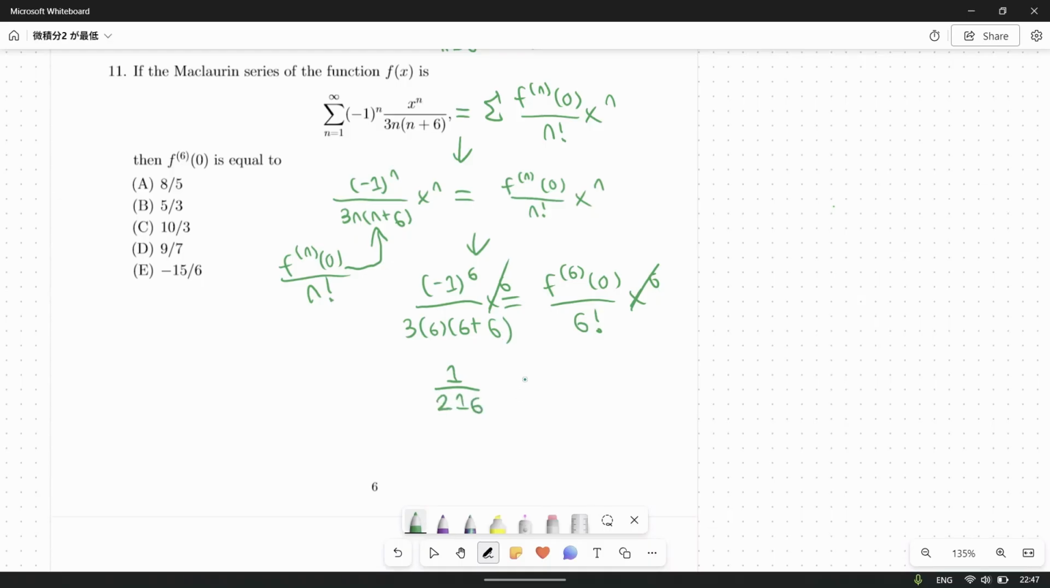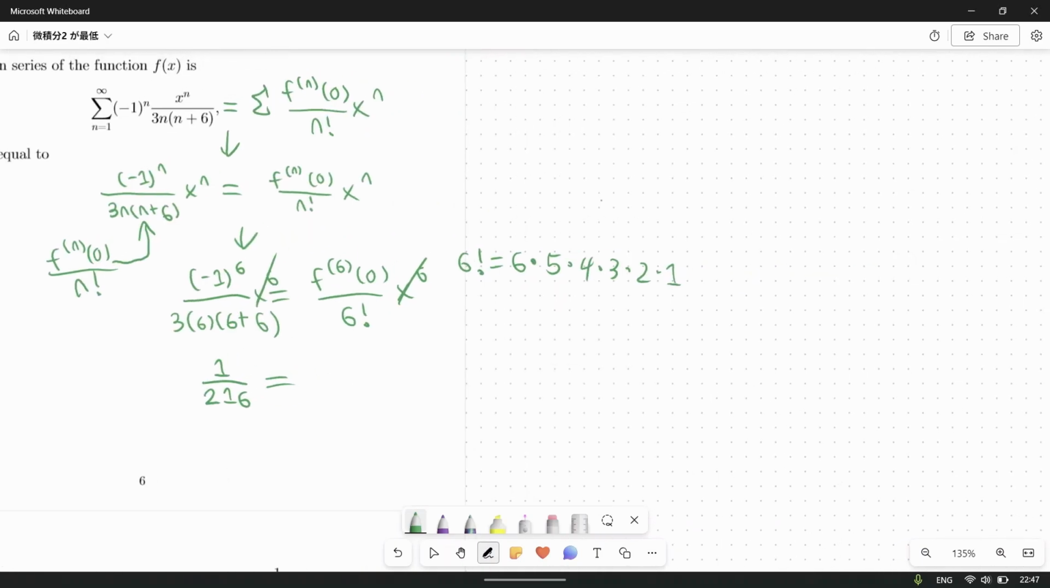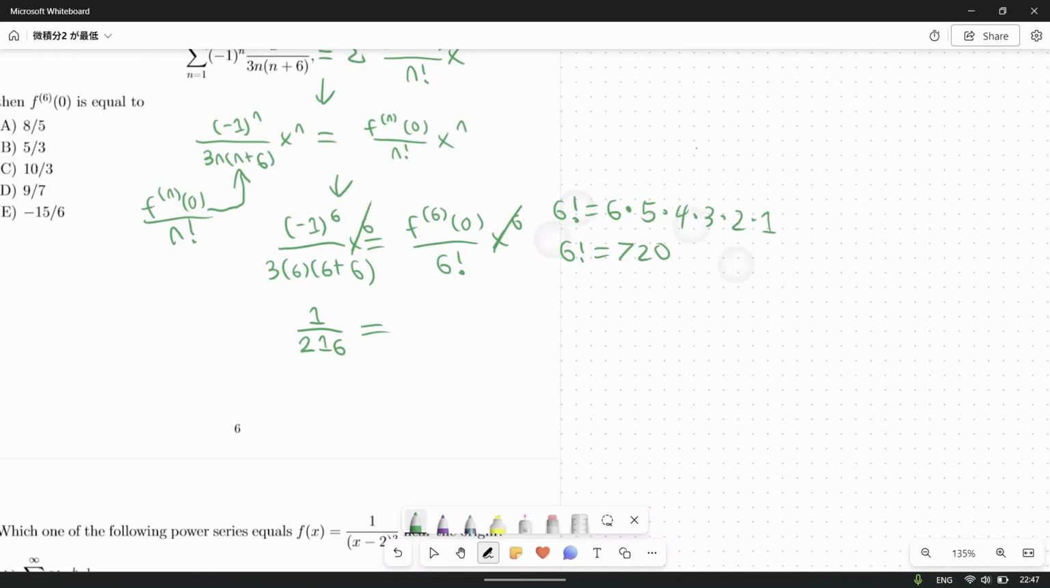Then we just have to evaluate what 6 factorial is. Recall that 6 factorial would be equal to 6 times 5 times 4 times 3 times 2 times 1. That's a really, really tedious computation, so if you can, I would suggest memorizing some of your factorials. If I recall correctly, I believe 6 factorial is equal to 720. Let me double check real quick. So 6 factorial is going to be equal to 720. And so you'd end up with a simplified expression of the 6th derivative over 0 over 720.